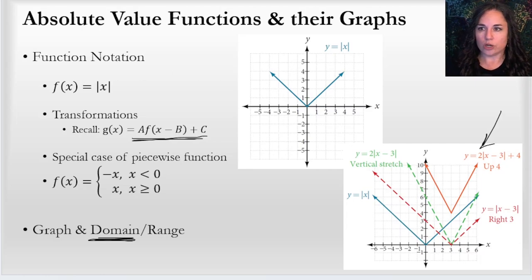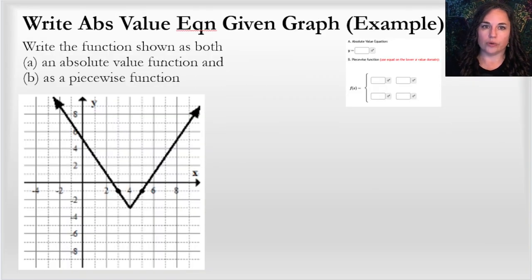What I see students struggle with is writing the absolute value equation given a graph. And I can see how that can be as frustrating as writing piecewise functions in the last lesson I did. So this example says write the function shown as both an absolute value function and a piecewise function. Well, I am going to do, of course, part A first, right? That's what you're supposed to do.